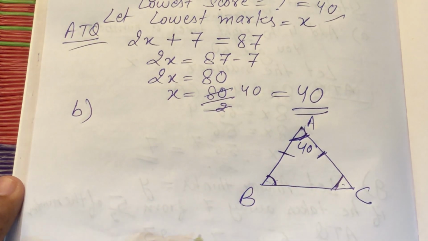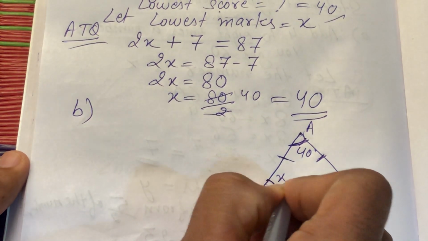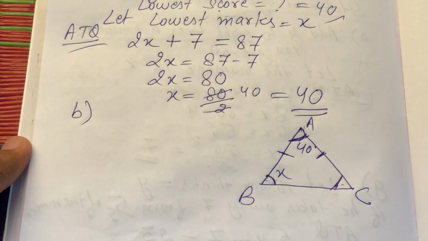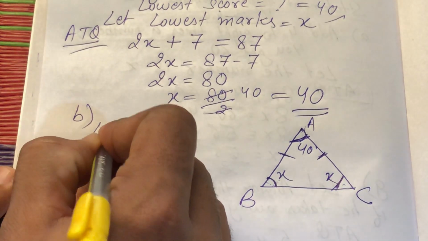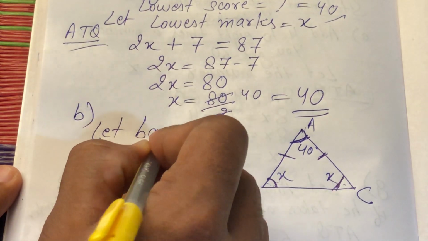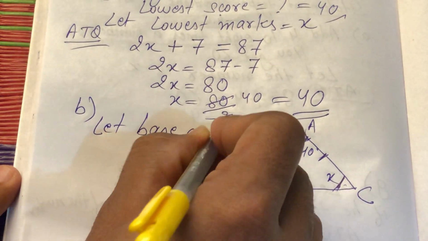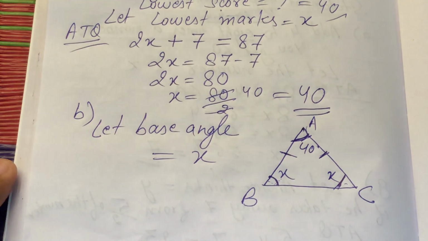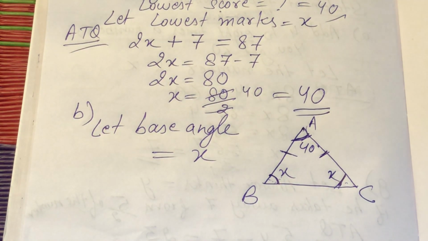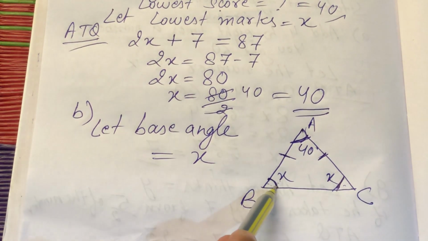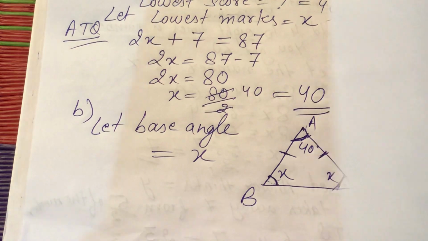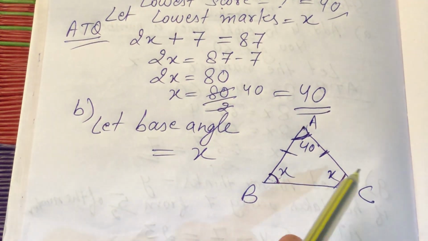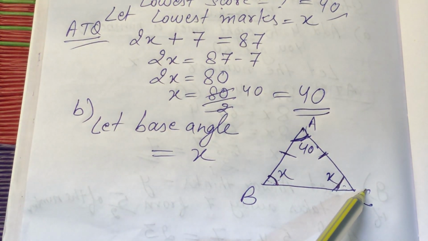So tell me, how much will this be? Suppose this one is x. If this is x, then this will also be x. Let the base angle, which we have to find out, be x. Both will be equal. If this one is x, then this one will also be x. So the base angles are equal to x.